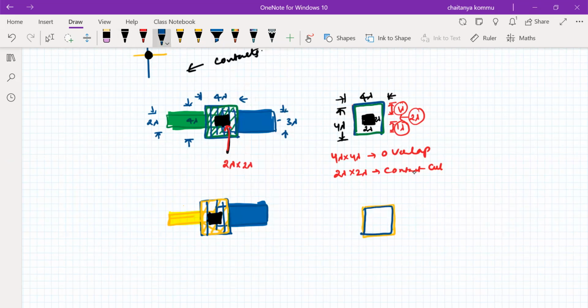Okay, so at the bottom we have to write the black contact cut. Its dimension is 2 lambda by 2 lambda. The same thing is applicable here also.